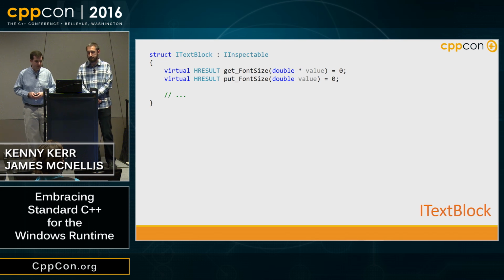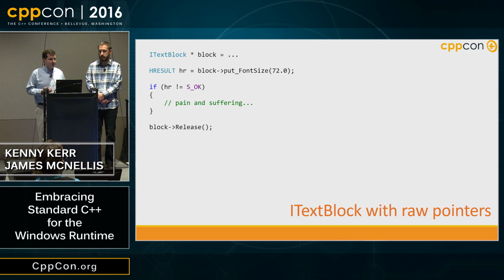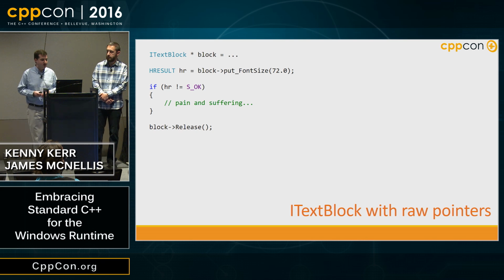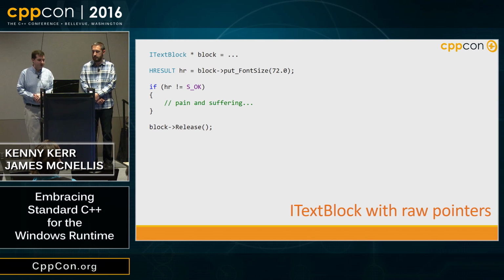But we can use these interfaces at the ABI layer, and we saw this in the Hello World example, where we used the WRL library for a little bit of help, but here we use no library support. So if we get an ITextBlock pointer somehow, we can call put_FontSize on it to set the font size. We get the status code back. We check, did it succeed? If it didn't succeed, then we have to go through the pain and suffering of doing whatever we need to do in order to recover from the error. And at the end, we have to release the pointer so that we don't leak the reference to the object and eventually leak the object.